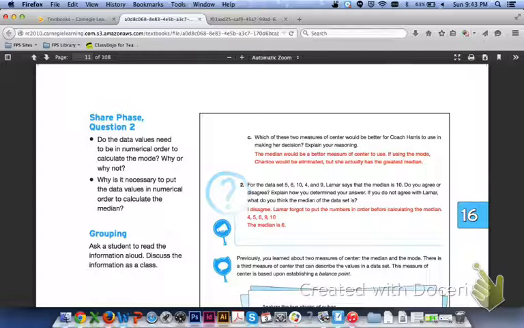For problem 2, I would disagree with Omar. Omar forgot to put the numbers in order before calculating the median. So he had it in the middle, but the numbers were not in least to greatest order. So the median should have been 6.